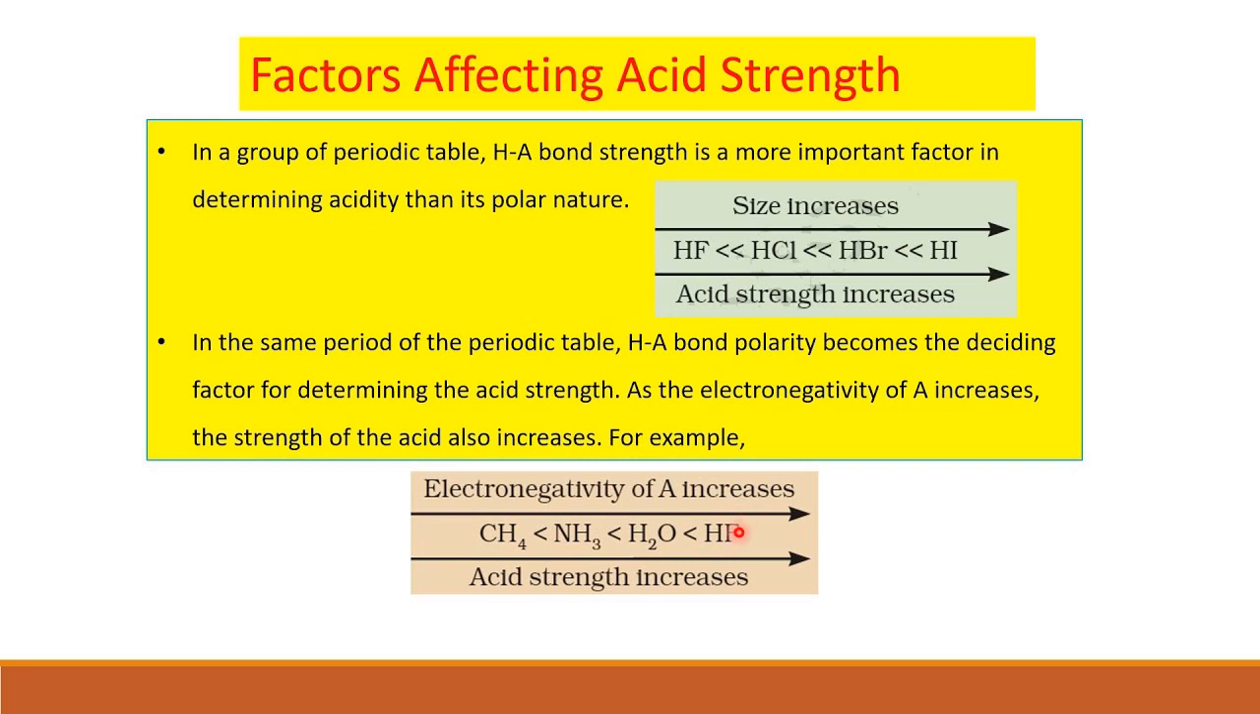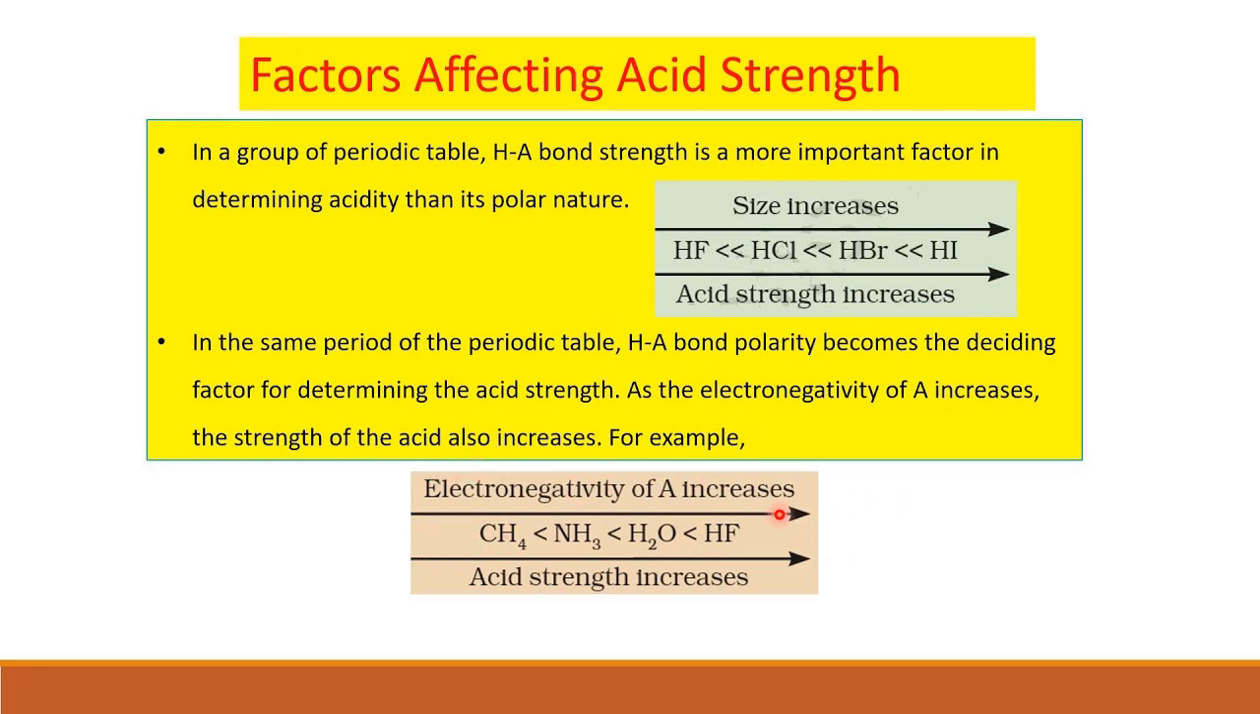Polarity increases. That means this fluorine can withdraw the shared pair of electrons so fast. When it is withdrawing the shared pair of electrons towards the fluorine, this H can be removed easily. Therefore, because the electronegativity of fluorine is more, polarity of the HF bond is more, poles are created so easily, and H is removed easily. That means acid strength increases as electronegativity increases.